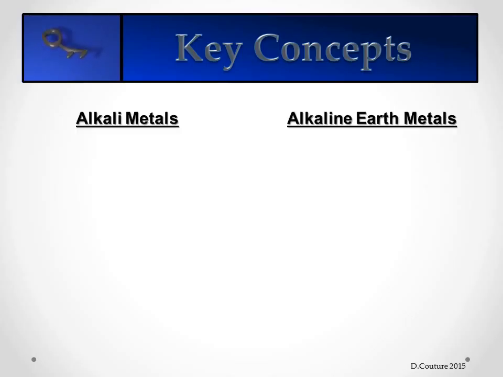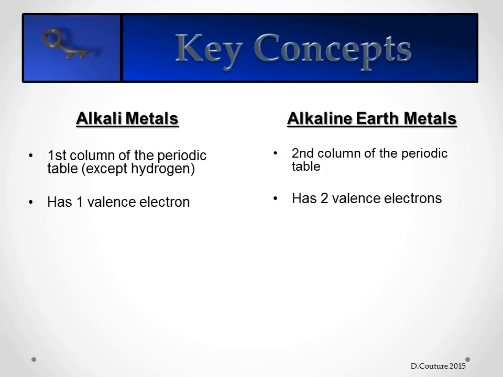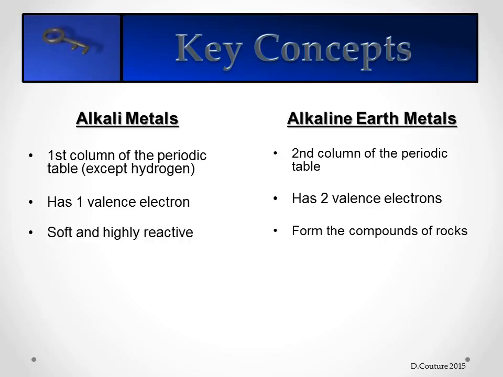When comparing the alkali metals and the alkaline earth metals, we realize that the alkali are in the first column, except for hydrogen. Alkaline earth are in the second column. Alkali metals have 1 valence electron, while the alkaline earth have 2. One is soft and highly reactive. The alkaline earth are the ones that form compounds in rocks.